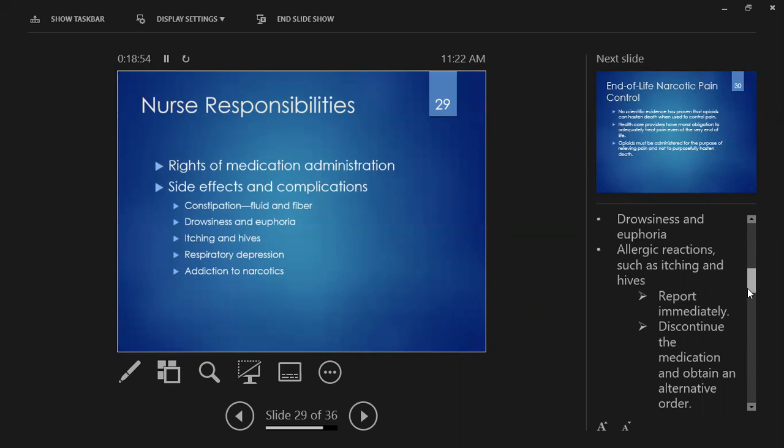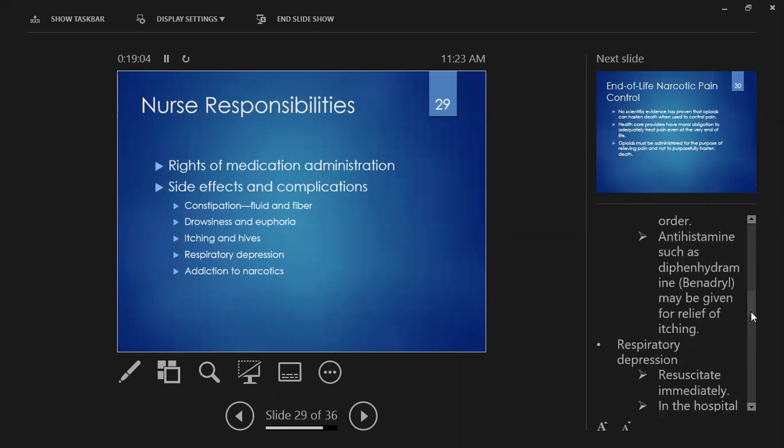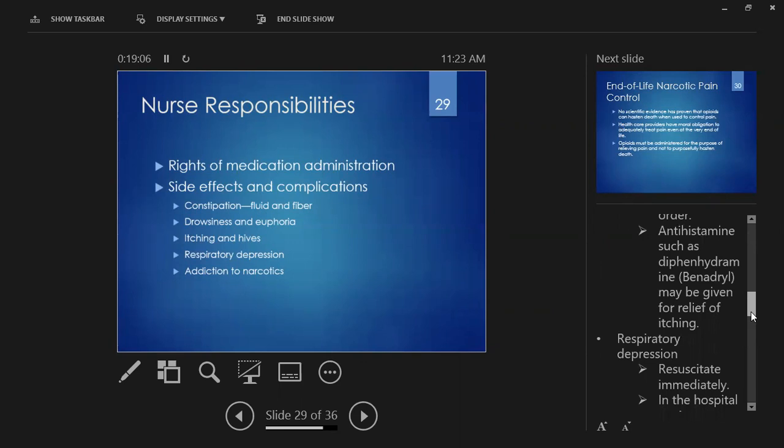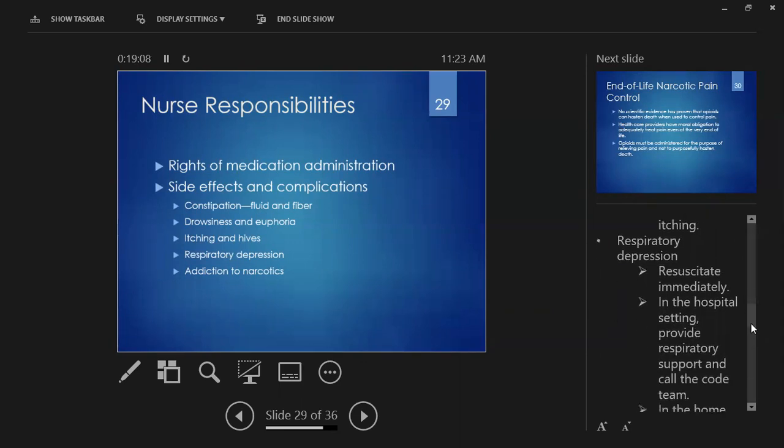They may be kind of loopy-goofy or sleepy. Itching and hives, that's an allergic reaction potential, right? We need to report that and discontinue the med immediately. Get something else. We may give something like Benadryl or epinephrine, depending on how bad it is.